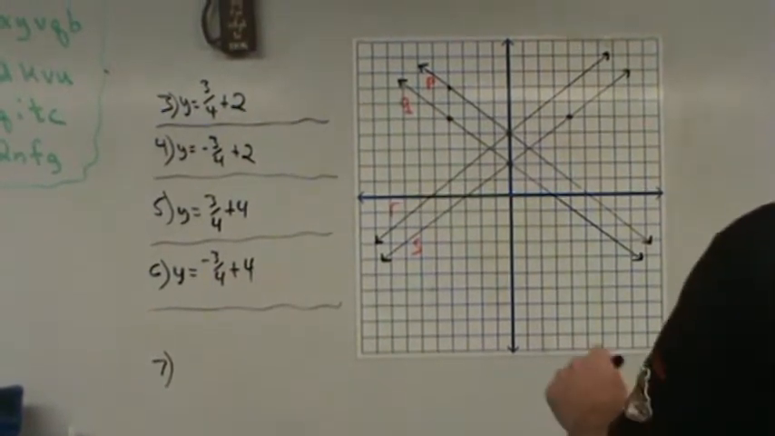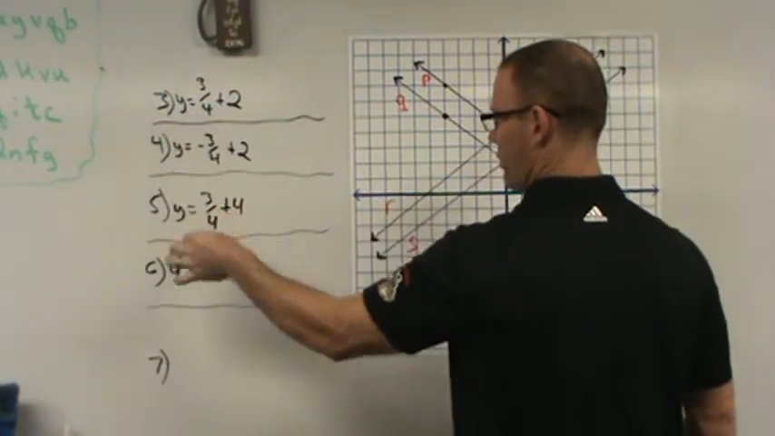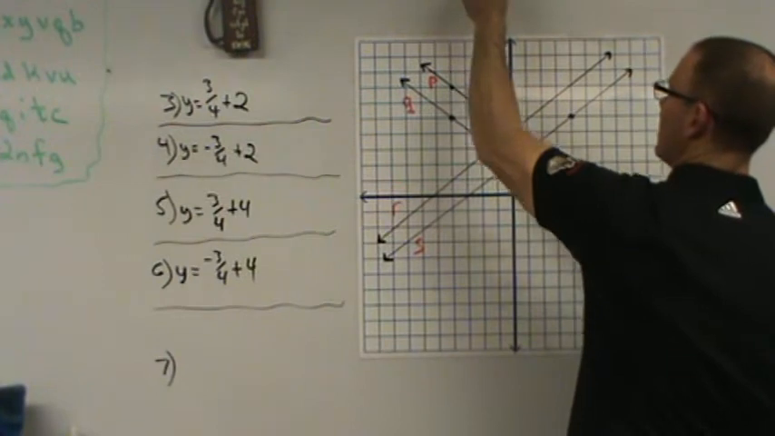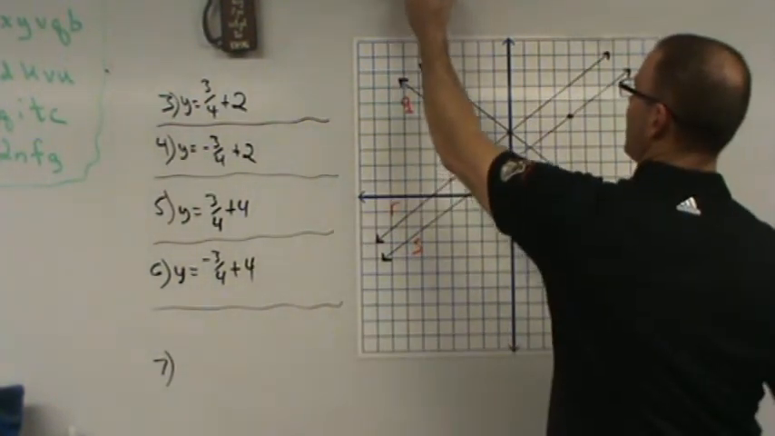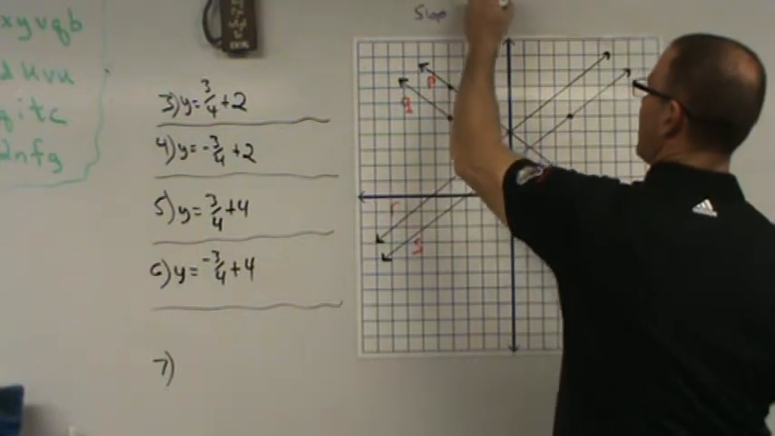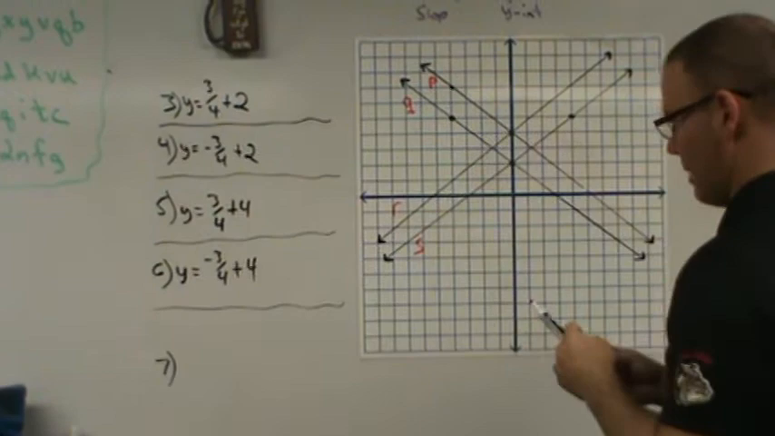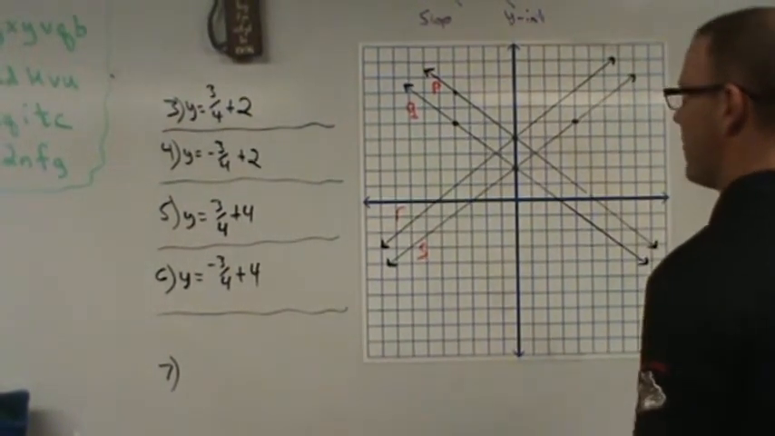Well, if we look at 3 through 7, we should look at these problems, 3, 4, 5, and 6, and recognize that they're in the form of y equals mx plus b. Why is that important? Well, that's important because m is the slope and b is the y-intercept. Knowing that information, I'm going to be able to answer all 4 of these and answer question number 7.